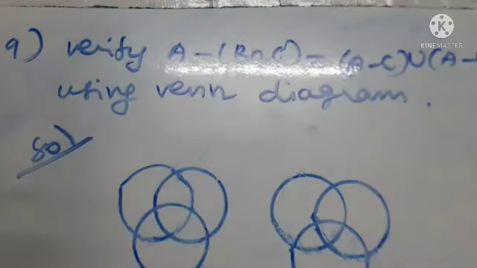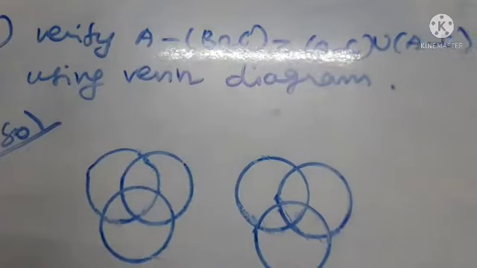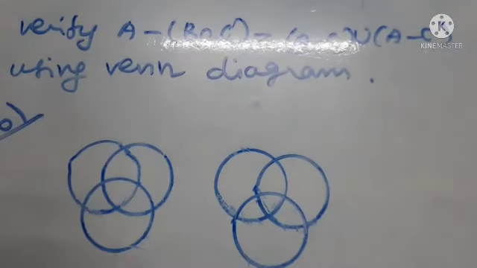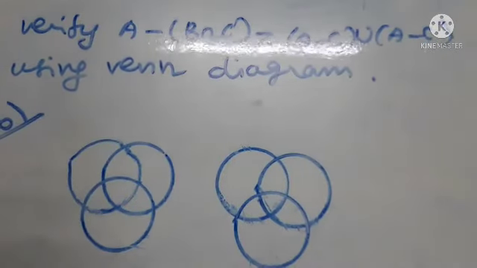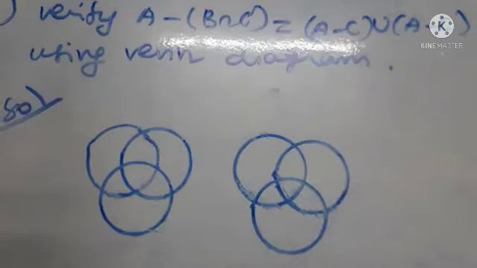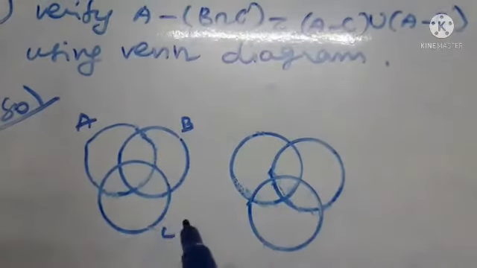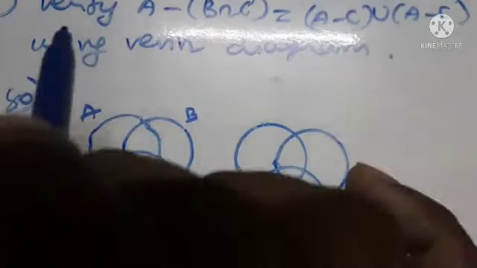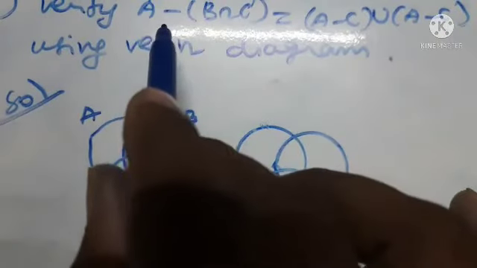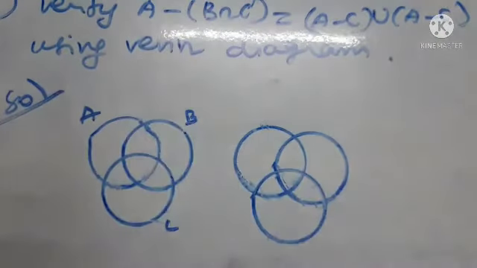Ninth sum: verify A − (B ∩ C) is equal to (A − B) ∪ (A − C) using a Venn diagram. Solution: draw three circles, the first one A, then B and C. LHS: A − (B ∩ C).